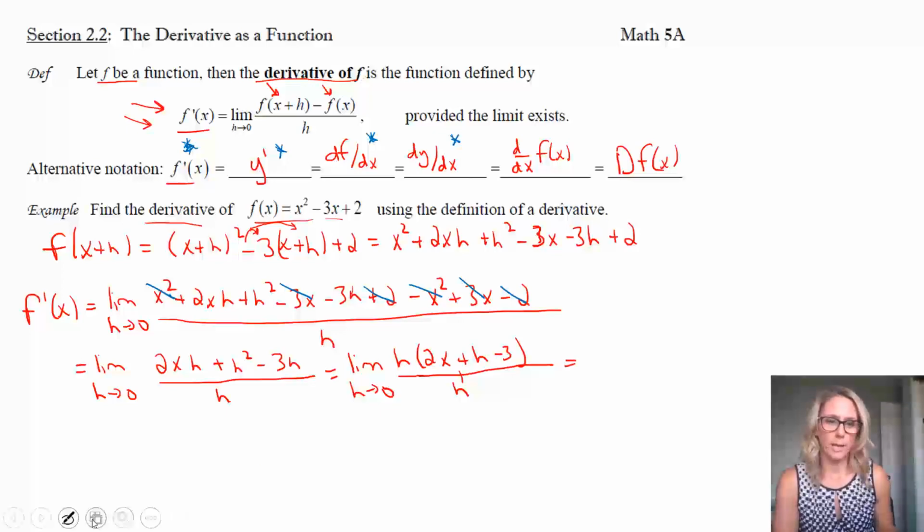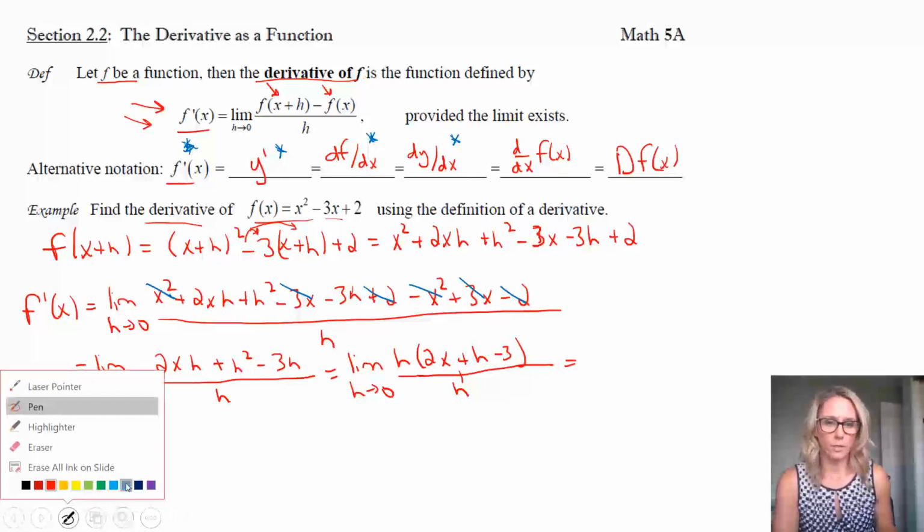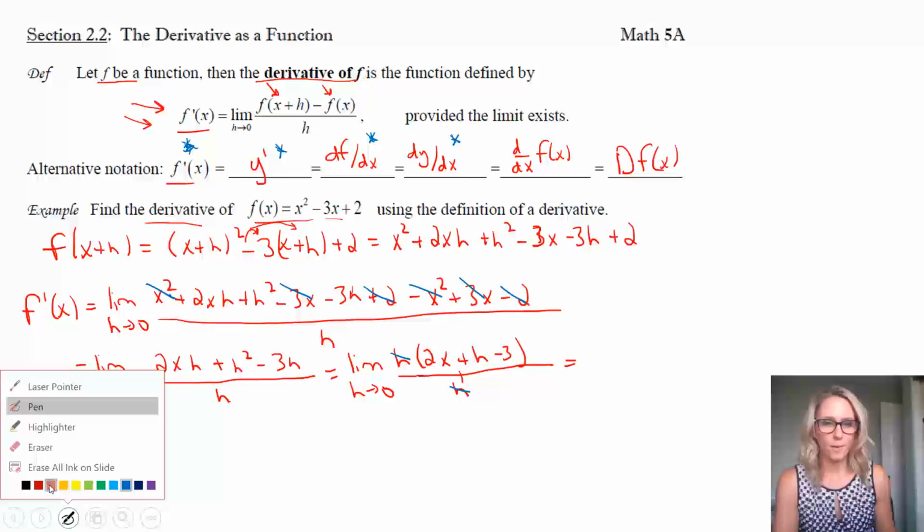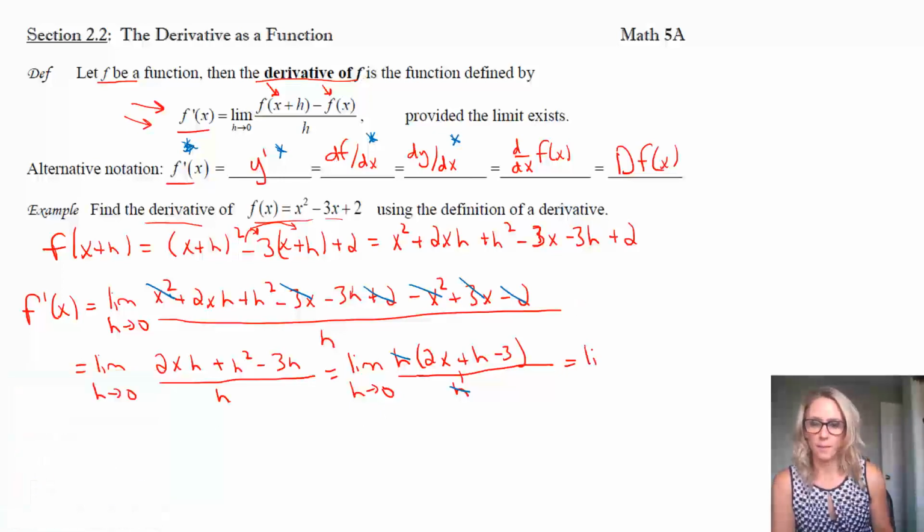And like I just said, now that we've factored out that h, we have an h in the denominator, so that's a factor. That's the only factor in the denominator. So now we're just left with this limit.